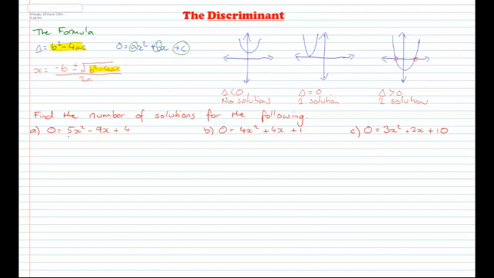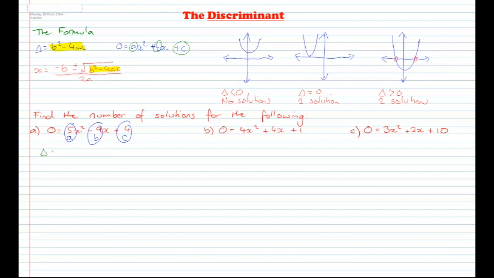Let's go through and first of all find our a, b and c values. So we've got our a value here, our b value here, and our c value here. That means our a value is 5, our b value is negative 9, and our c value is positive 4.